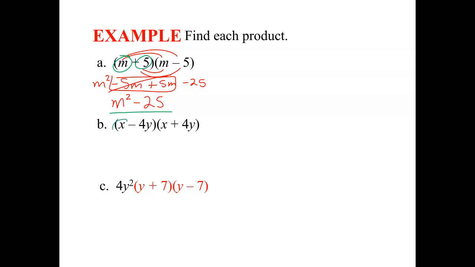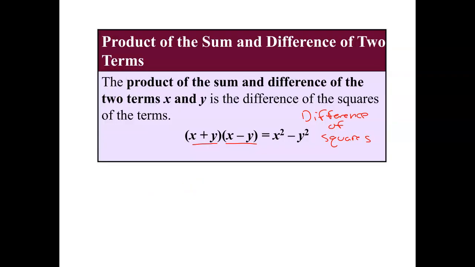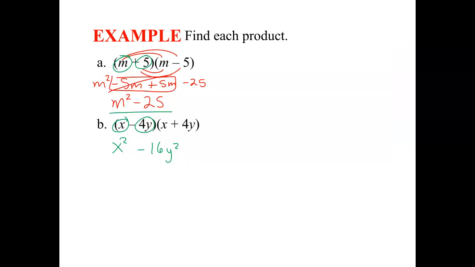Okay? So if I look at that, I look at my first term. What's the square of my first term? What's the square of my second term? 16y squared. And then what do I put in the middle? Minus. It's always going to be minus, even if it's switched. If one's plus and one's minus and they're the same term, it's always going to be subtraction. Okay? Because if you look back at our pattern, our formula, two things being added, the same two things being subtracted gives me them squared, subtracted. That's how we get the difference of squares.